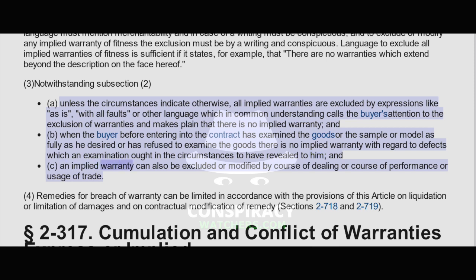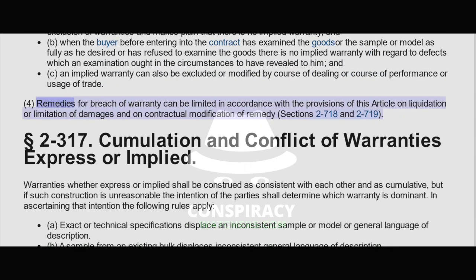And an implied warranty can also be excluded or modified by course of dealing or course of performance or usage of trade. Remedies for breach of warranty can be limited in accordance with the provisions of this article on liquidation or limitation of damages and on contractual modification of remedy.